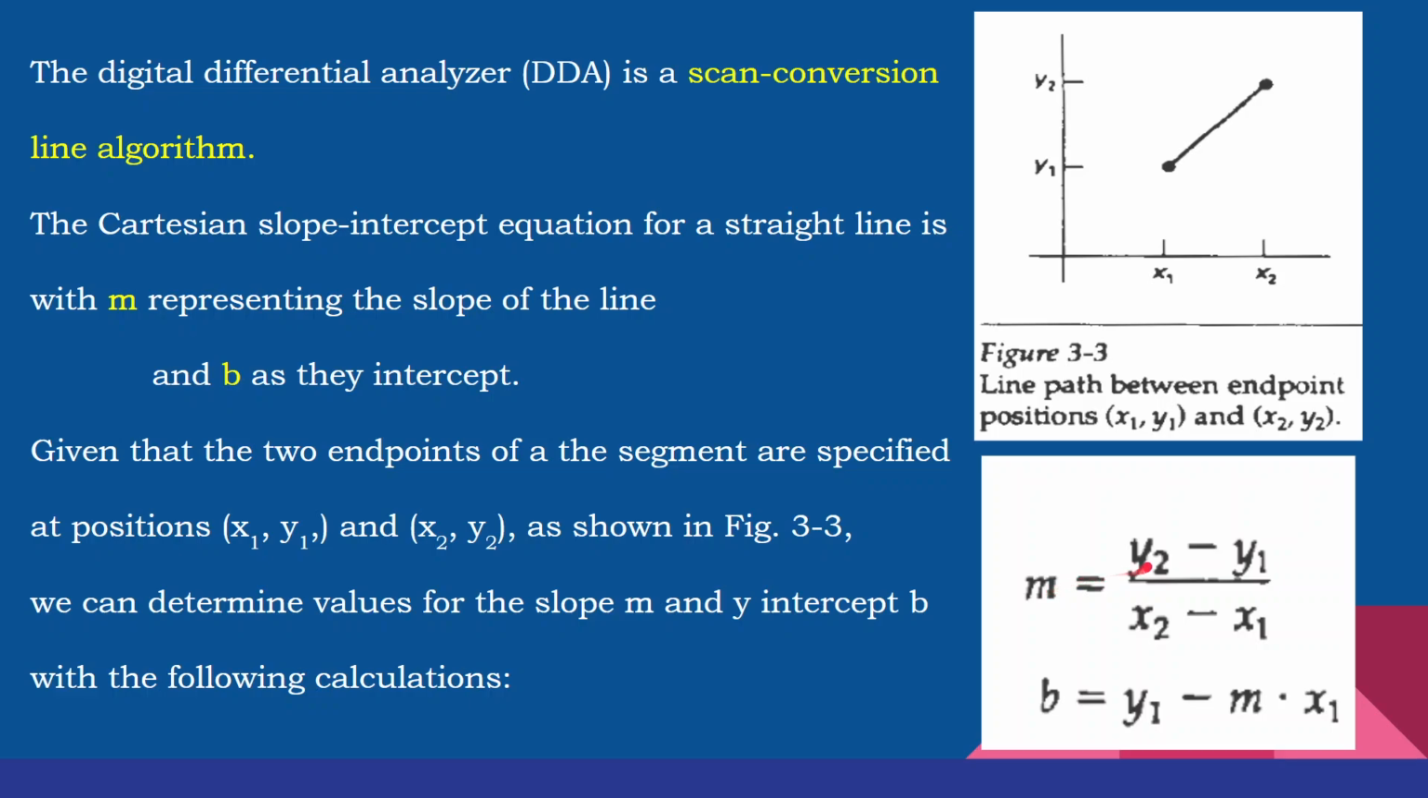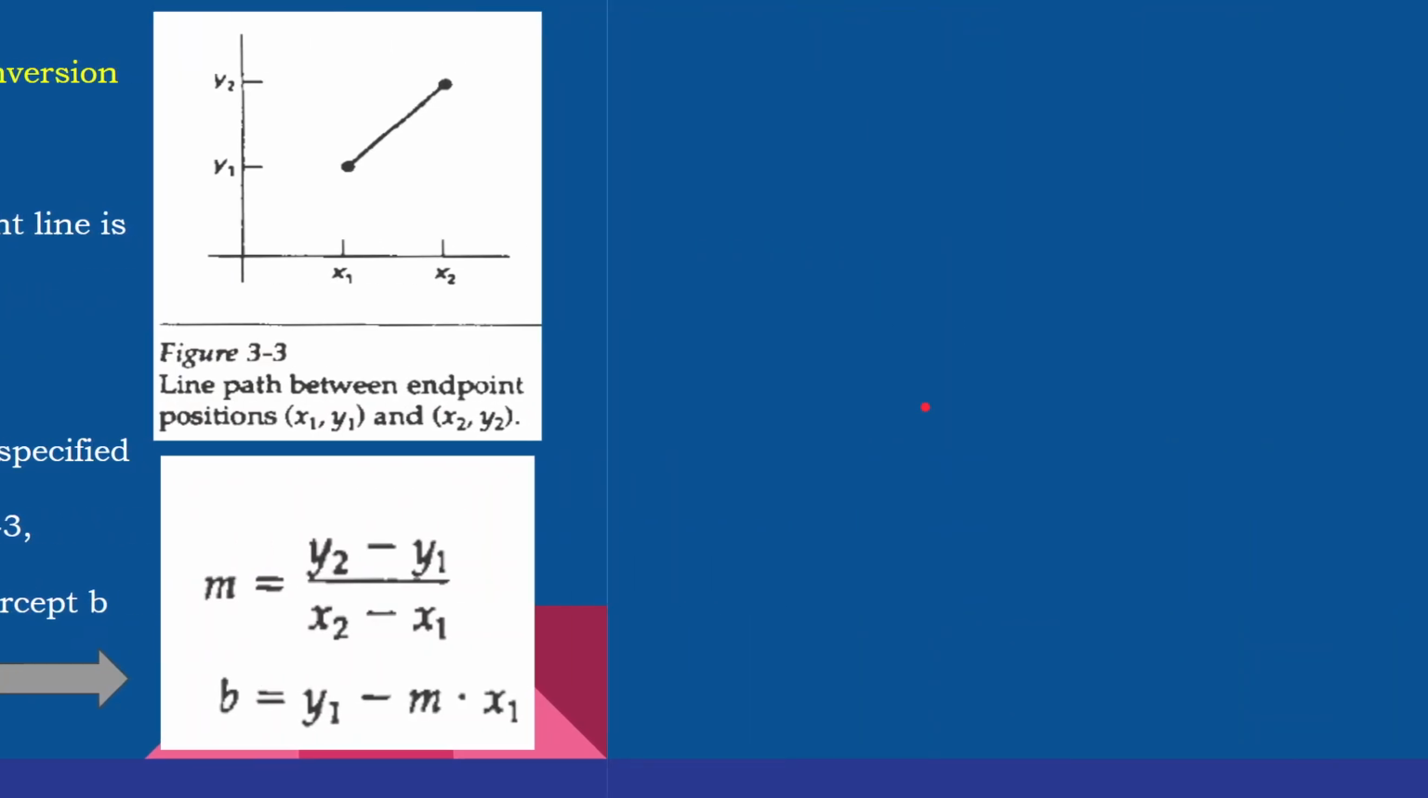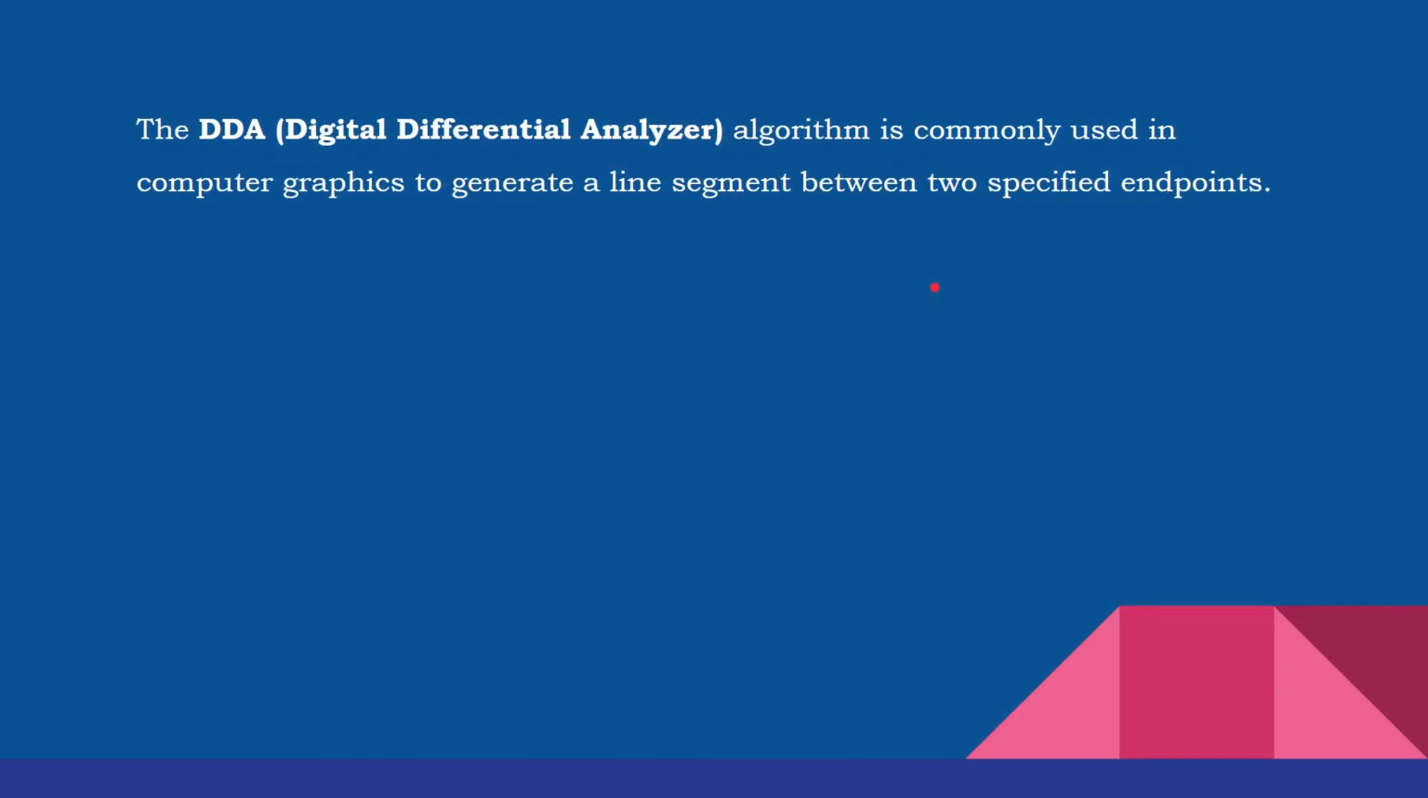m is equal to y2 minus y1 divided by x2 minus x1. This is a mathematical formula we all must be familiar with. And b is equal to y1 minus m into x1. So with this calculation, we will be able to find out the slope m and the intercept b. So this is the calculation. So let us see the steps, how the algorithm goes.